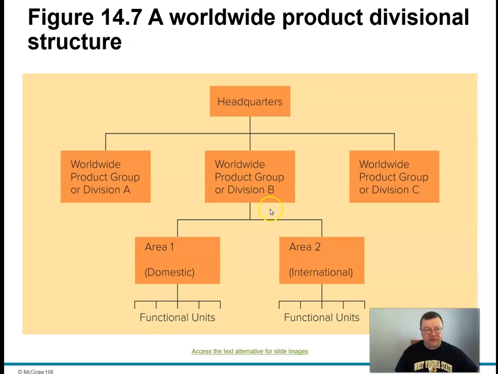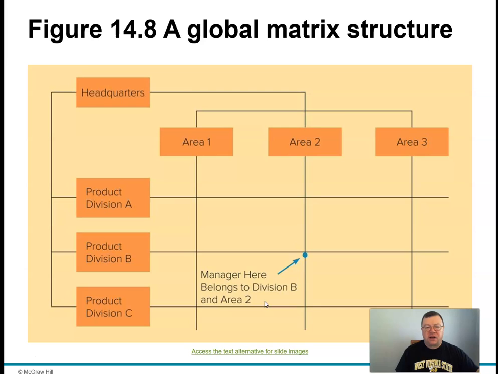And you have the product division. You try to combine those two together. This is another way of showing you what I just showed you. Okay, here you have product division A, product division B, product division C, and now you have the different areas with the functional units. Here's another way of showing that. Here you have, this is called a global matrix structure. Here you have the products, here you have the areas.